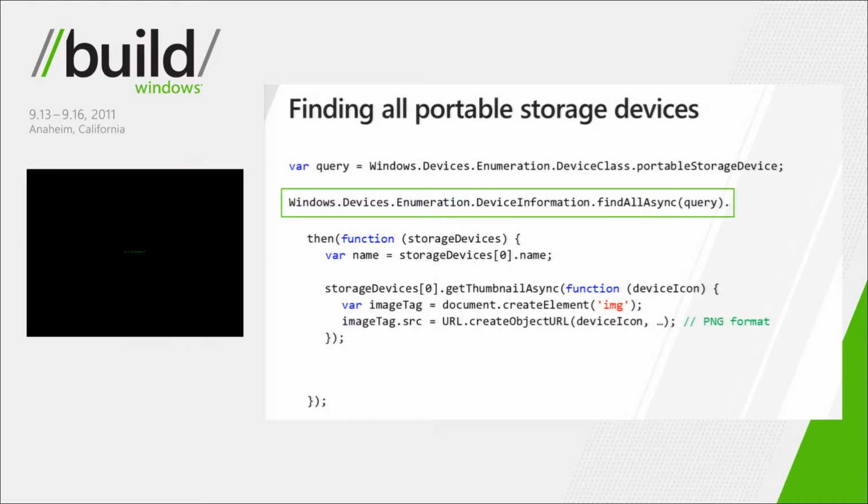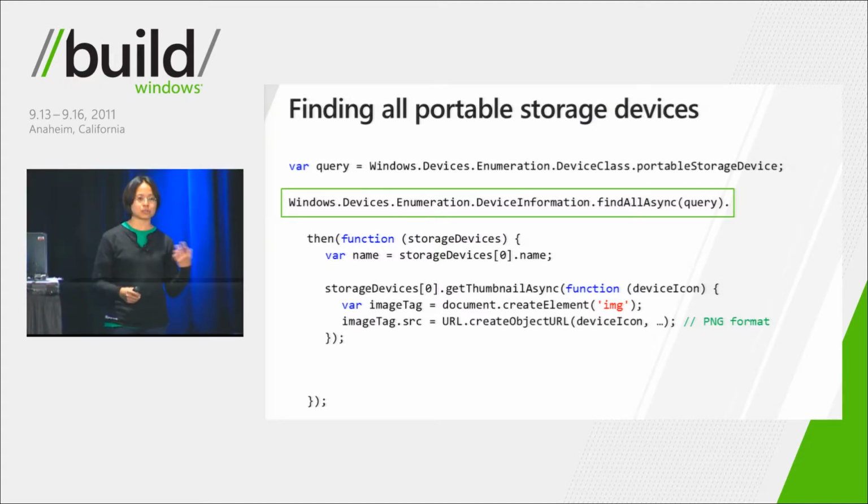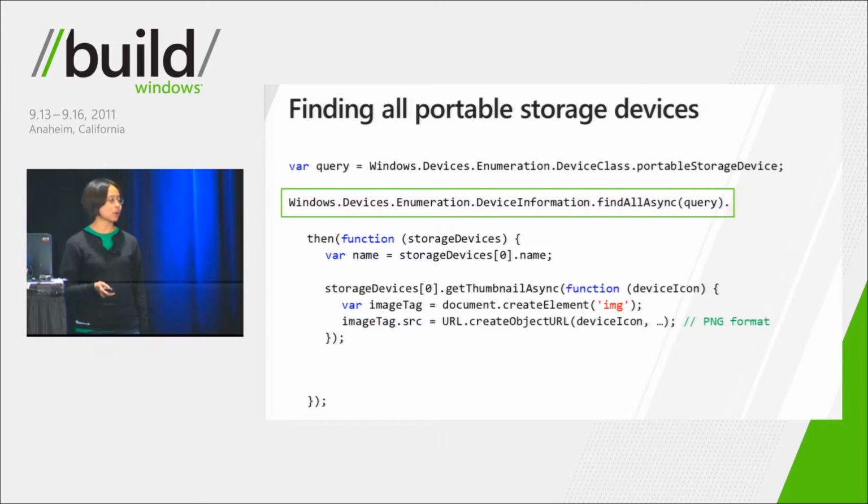So using this way, you can actually create device selectors. Basically, you can show an array of devices, and the user can see, oh, I want to pick this device, and this is my camera, and so on. So you can do a lot of cool things with it.